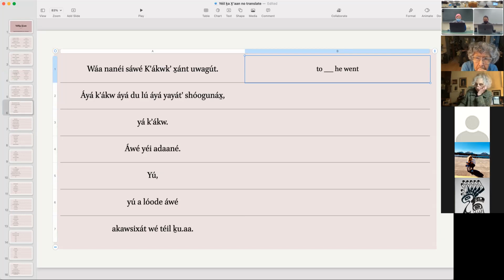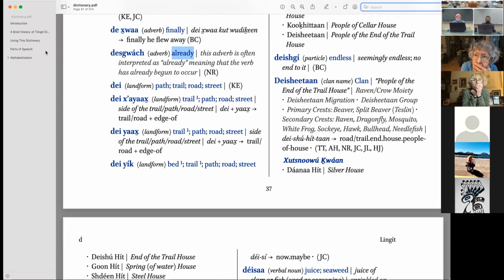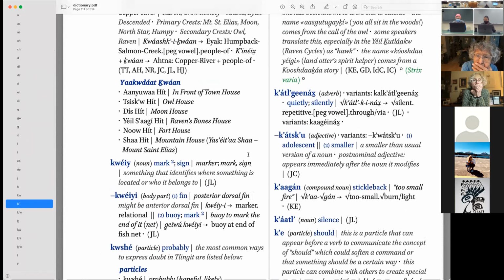Might need to go to the dictionary for that one. So we'll go to the dictionary. And we're going to turn on our table of contents, make this bigger. We're going to look for the ejective K, and we're looking for a high tone A with a KW, and we get ʼak.